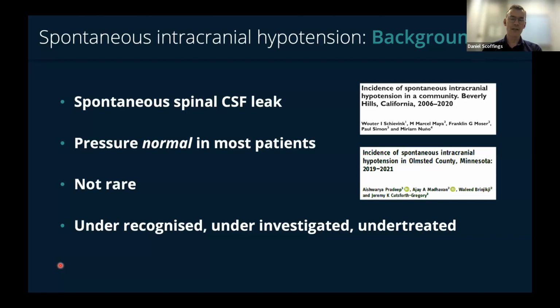And part of this means that this is a condition which is under-recognized. It's also under-investigated and sometimes under-treated. And this leads to miserable times and outcomes for patients who wait a long time to get diagnosed and treated.